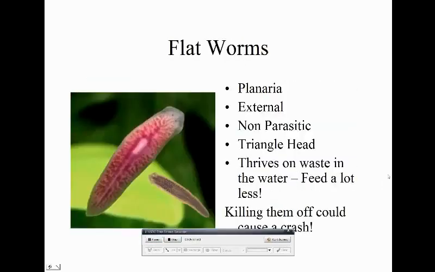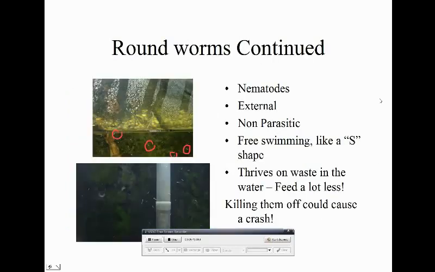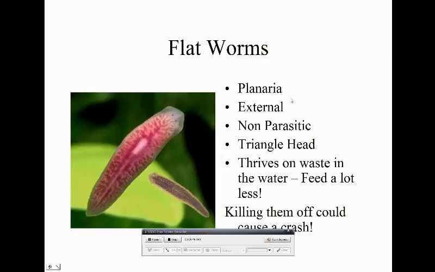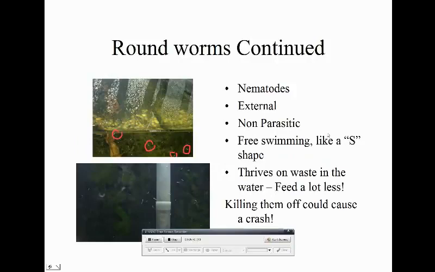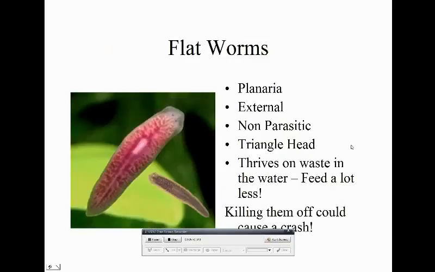Oops, my bad. Flatworms, we're kind of going down the list. This was roundworms. Flatworms, planaria is the same thing. It's the same difference as these guys here. They're external, non-parasitic, I believe. They kind of have triangle heads. And same thing, if you feed a lot less and you happen to get them in, usually on plants or whatever, killing them off, you could cause a crash.